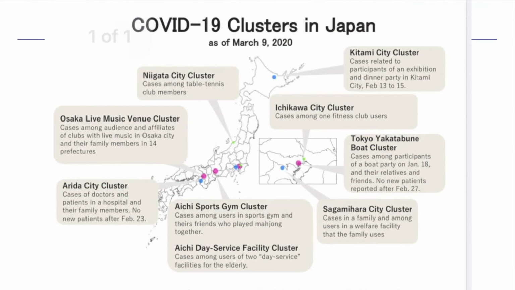Now, this is what happened in Japan as of March 9. You can see in the different cities, Niigata and Osaka, and Arida, Aichi, Ichikawa, Tokyo, Sagamihara, Kitami, that there were all these different clusters that occurred either due to gyms or live houses or in hospitals, welfare centers, elderly care centers. So all these different places which had people, exhibitions, where people came together, and one or two people who had the infection were causing this cluster phenomenon and spread of infection.